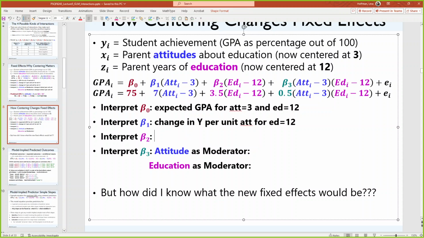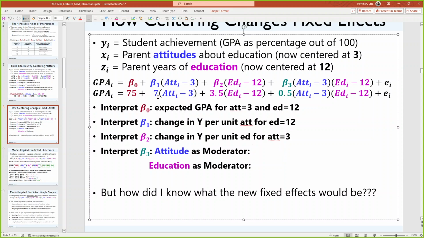Beta 2 then is the slope of education, so the change in y per unit ed for attitudes of 3. Yep, you're catching on. 3 for 3. And that number used to be 2 and is now 3.5. The interaction term is the same number. It's unconditional. It is marginal. And it means the same thing.